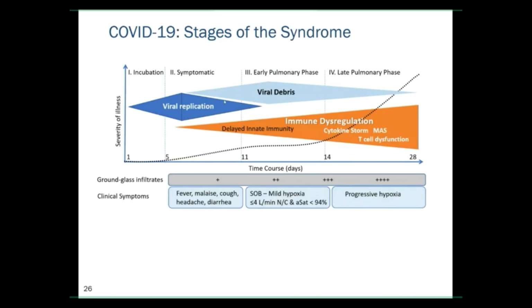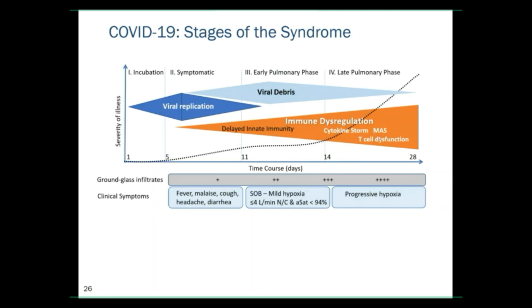Towards the end of the symptomatic phase, you can see here, the virus is now dead. It's been killed, presumably by delayed innate immunity and the effect of cytotoxic T cells and cellular immunity kicking in and killing the cells by apoptosis. But because one's had such intense viral replication, what you get left is viral debris. So this is predominantly viral RNA fragments. And then these fragments initiate this immune dysregulation syndrome with cytokine storm, macrophage activation syndrome, T cell dysfunction.